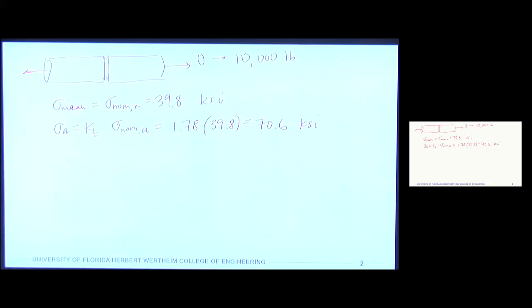Okay, so now we have our mean stress and we have our amplitude, and we realized that the maximum stress now is not equal to just a fatigue stress concentration factor times our maximum stress. Rather, it is the mean stress plus that stress amplitude including the fatigue stress concentration factor. So that came out to be 110.4 KSI.